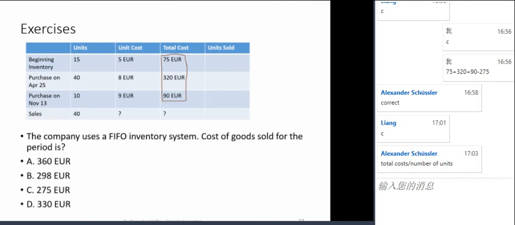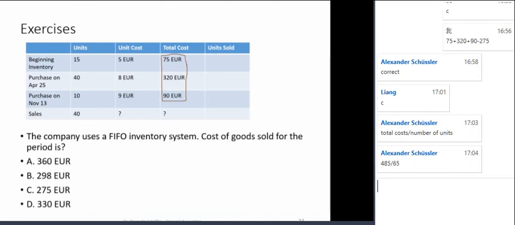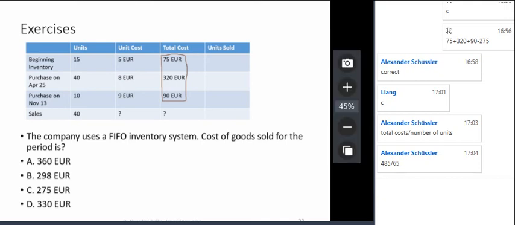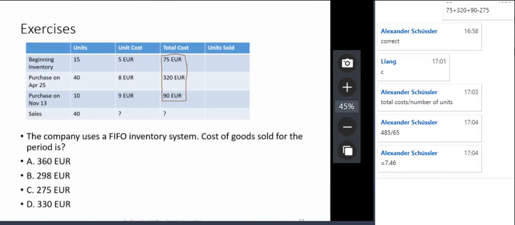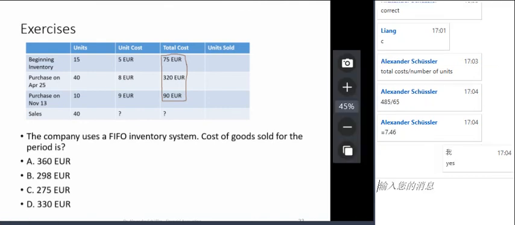Let me see. I have to calculate total costs divided by the number of units. And the total costs are 75 plus 320 plus 90. And this is 485 divided by the number of units. And the number of units is 65. So it is 485 divided by 65. And the answer is 7.46. That's the weighted average cost.